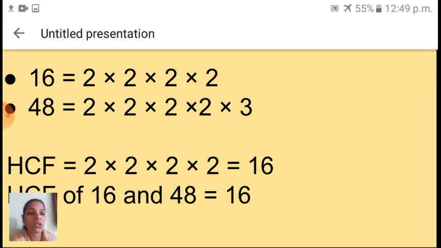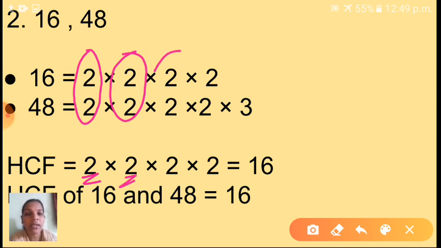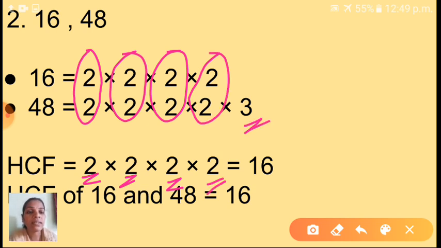See here, next step is what? HCF we have to find. That means common factors you have to write. See here children, instead of this 2 you have to write 1, and here 1 2 you have to write, and this also 1 2, this also 1 2, and this 3 there is no common, isn't it children? So here 2 into 2 into 2 into 2, that is 16.